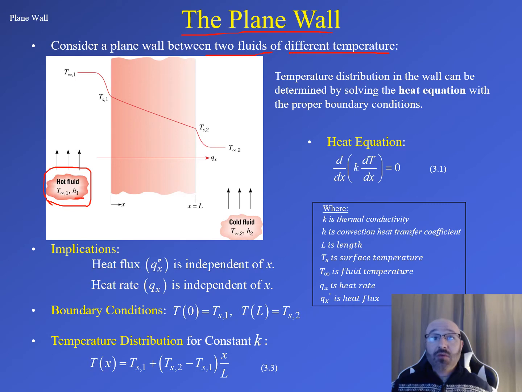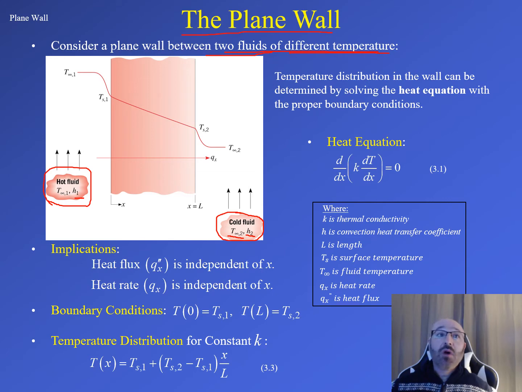And now on the other side of the wall, over on the right side, we have another fluid here, a cold fluid. So these are the two different fluid temperatures that they're talking about in the problem statement. With this cold fluid, again, we have the temperature of the fluid, T infinity comma 2, and we have our h value again, the convection heat transfer coefficient, h2, acting on the right side of the wall.